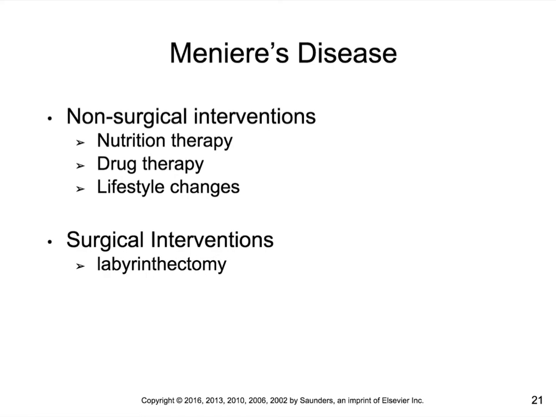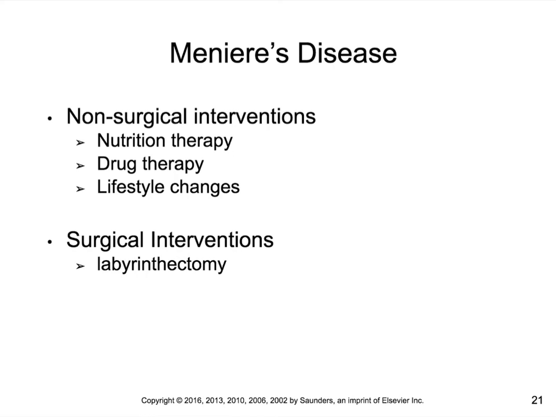Some antihistamines such as Benadryl sometimes can help. And then some anti-vertigo drugs such as meclizine can be helpful and reduce the severity or stop an acute attack. And then antiemetics such as Phenergan or Thorazine help with the nausea.